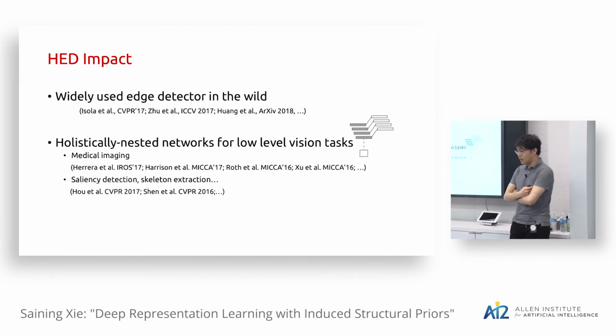So it has been a widely used edge detector, and you probably see it in image-to-image translation tasks. Also, the exact form of the holistic nested networks has been adopted in many low-level vision tasks, for example in medical imaging, saliency prediction, and skeleton extraction, because they share similar properties with the task of edge detection. So the exact form of this network structure can be used there.